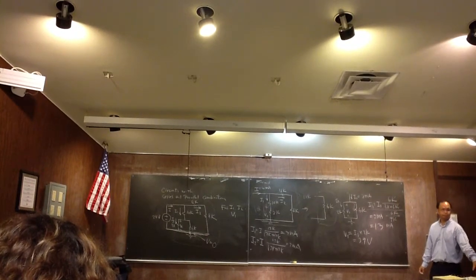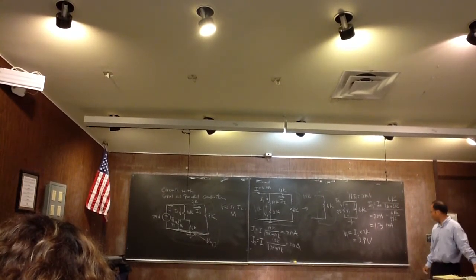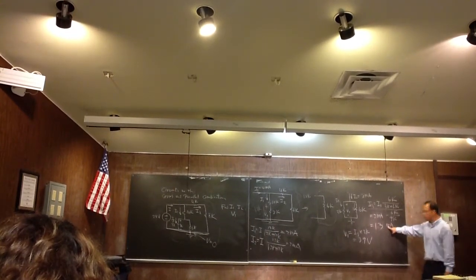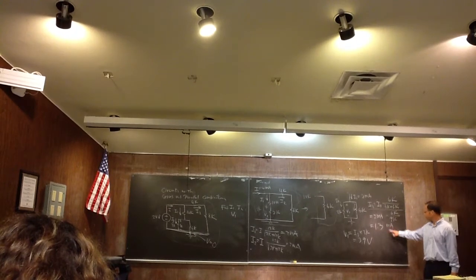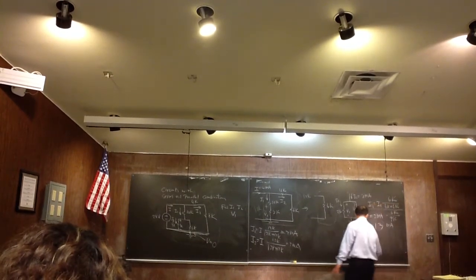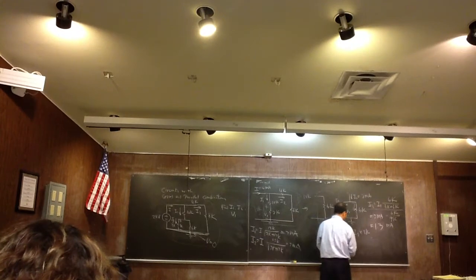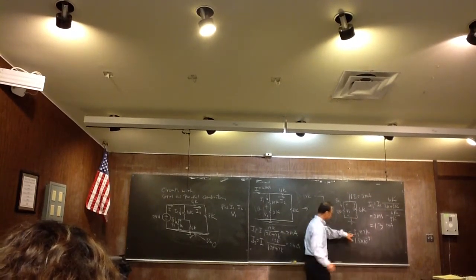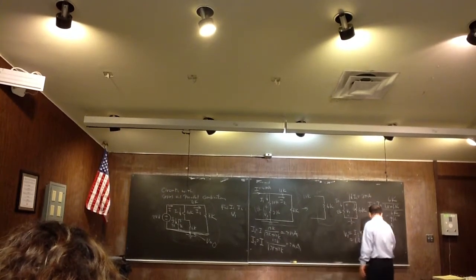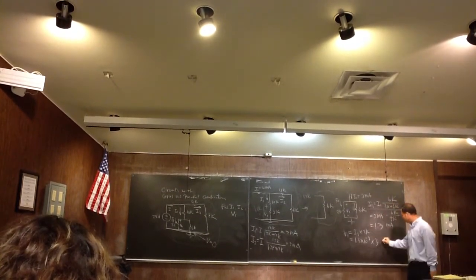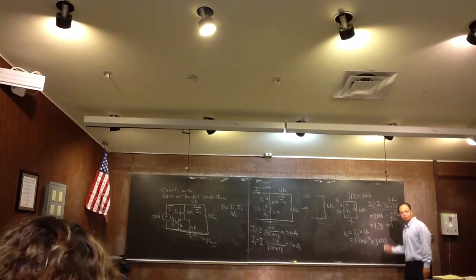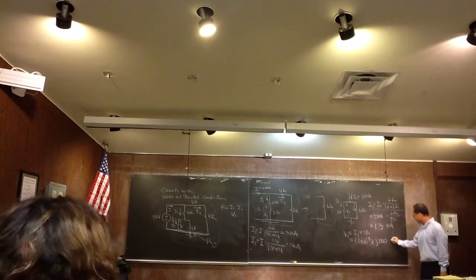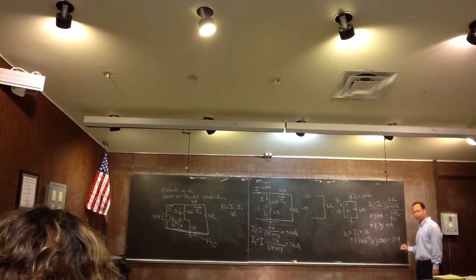Would that be millivolts or just regular volts? Because it's milliamps, would that be a smaller voltage? No, because this is a milliamp. Let me go back. This is 1.3 times 10 to the minus 3, milliamp, times 3K, which is 10 to the 3. So that cancels, and you get 3.9 volts.